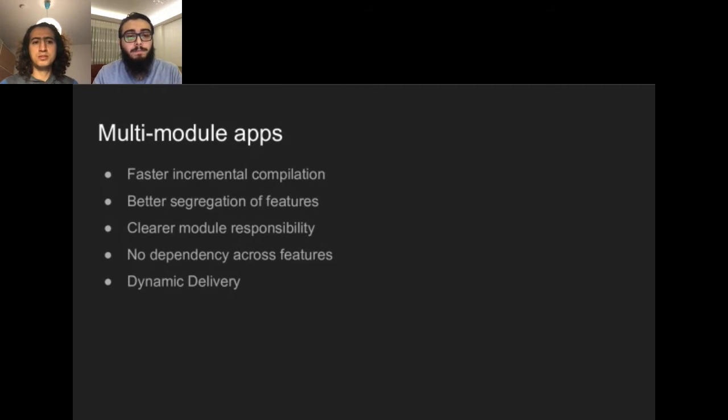You keep them separate and responsibility is more clear, and you can build them in a way that you have no dependency across features. This also contributes to faster build time. And there is this dynamic delivery feature recently introduced in Android. It's very cool. It's kind of like a microservices delivery type of structure for Android, where you are able to distribute parts of the application separately.